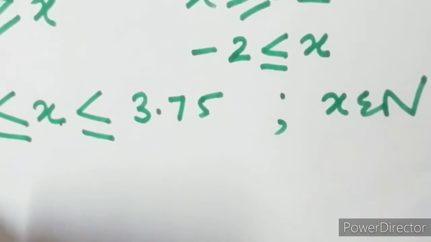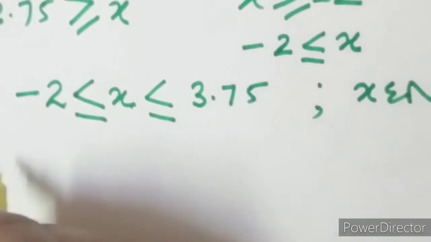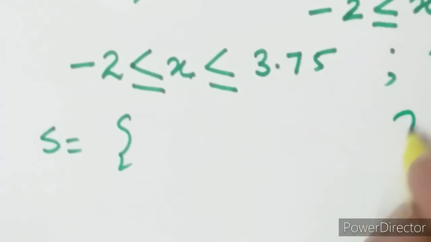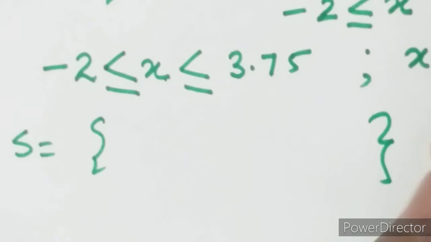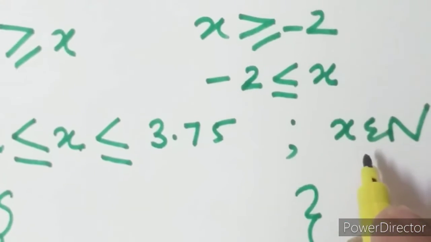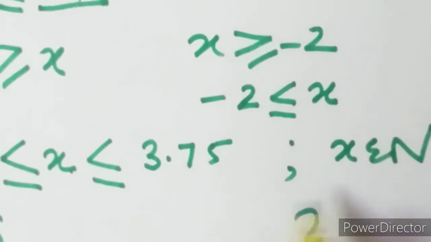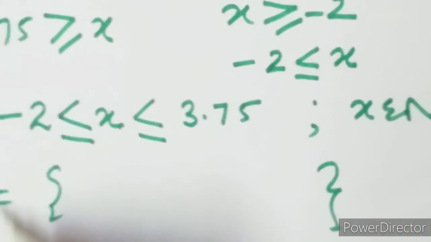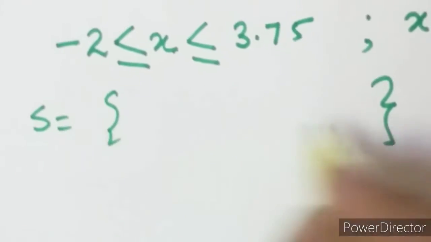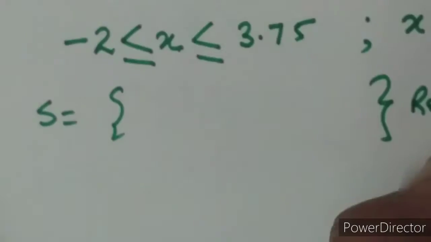But now we are still supposed to write the solution set. What will be the solution set? This will be in the set form only, and remember from my previous video that if x belongs to natural numbers, then the solution set is written in the form of a roster way.